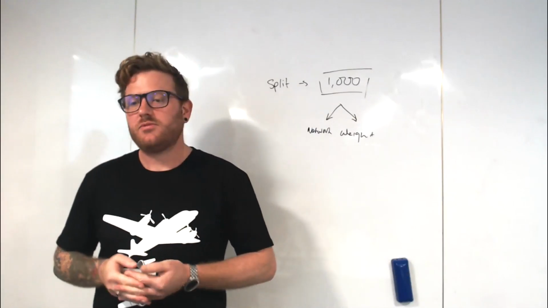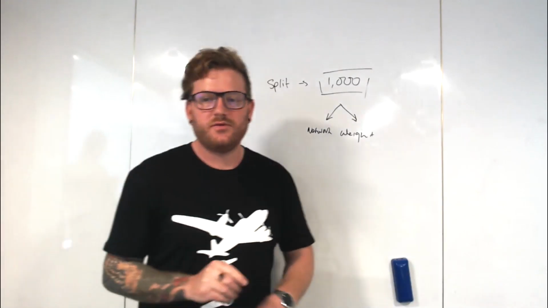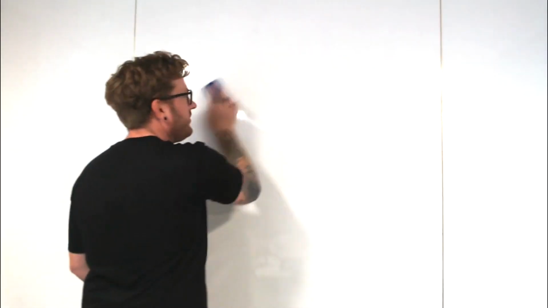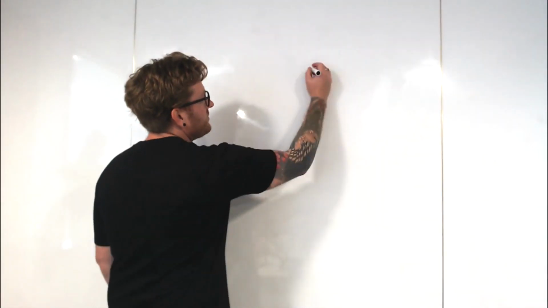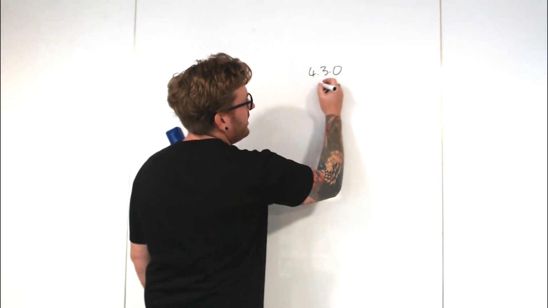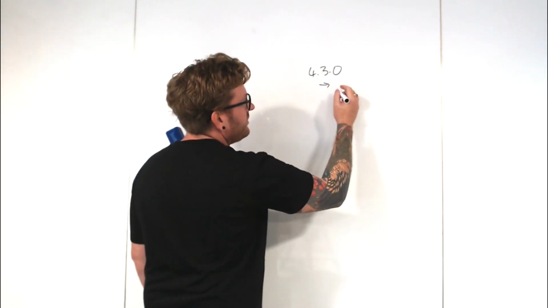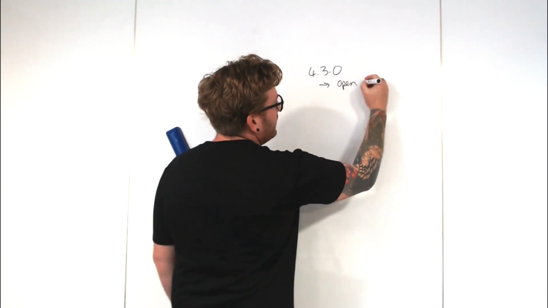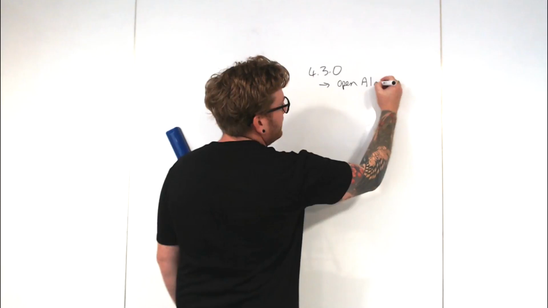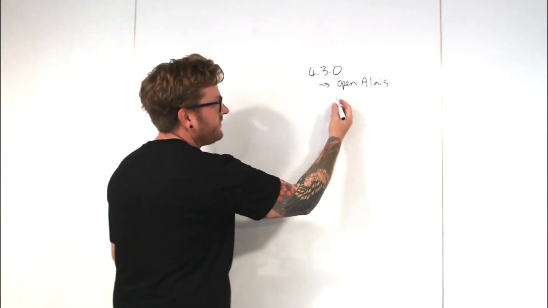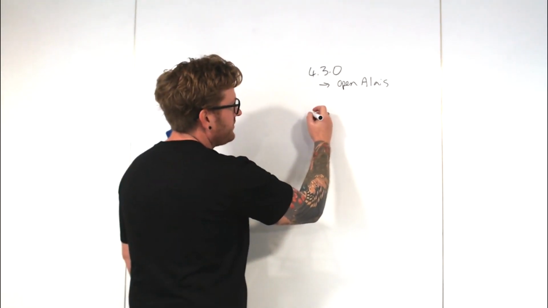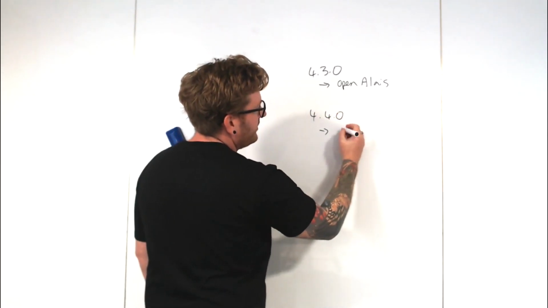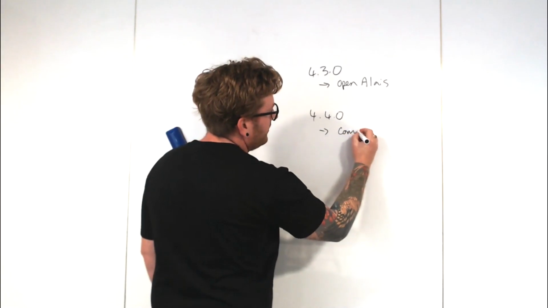I guess probably the last thing I want to talk about, if we're talking about updating wallets, is we've just released 4.3.0, right? And that has Open Alias, which isn't a consensus change, but is an awesome layer 2 kind of feature. We've got 4.4.0, which we're talking about having a community fund.